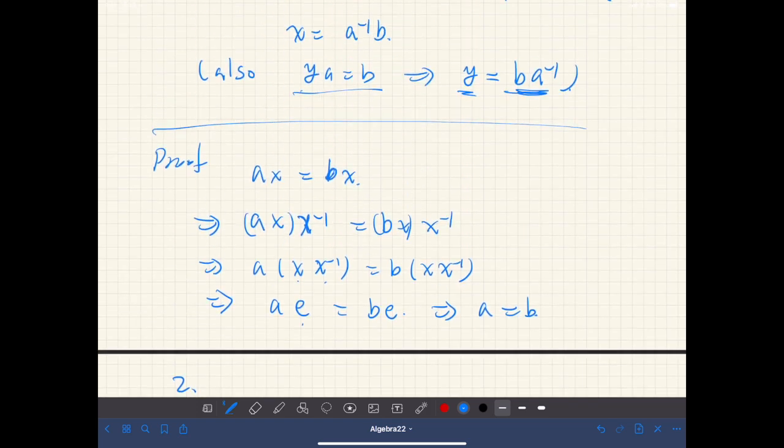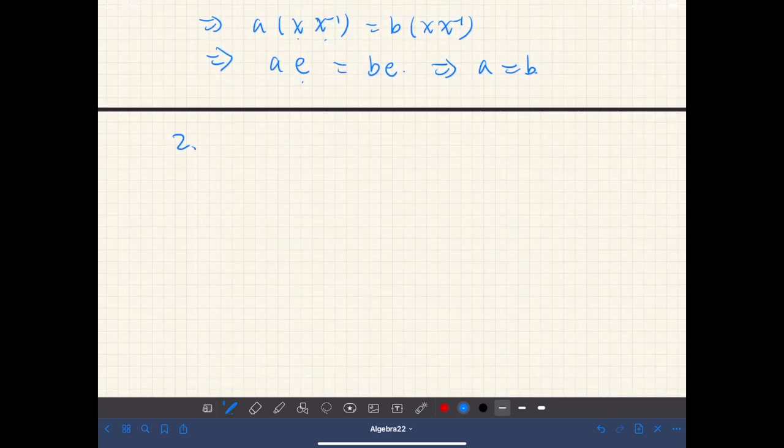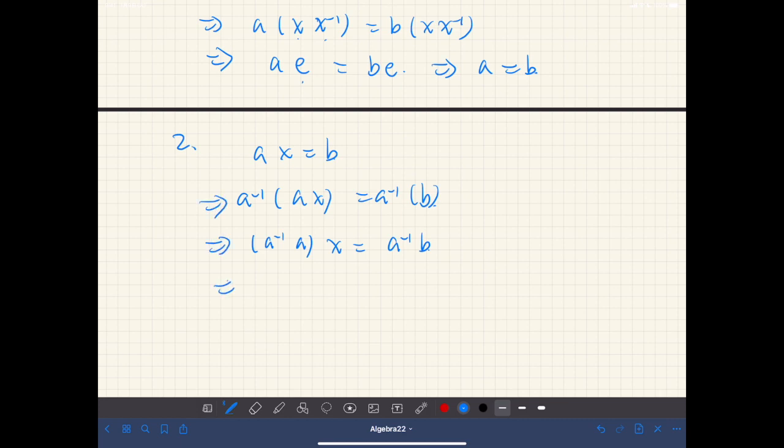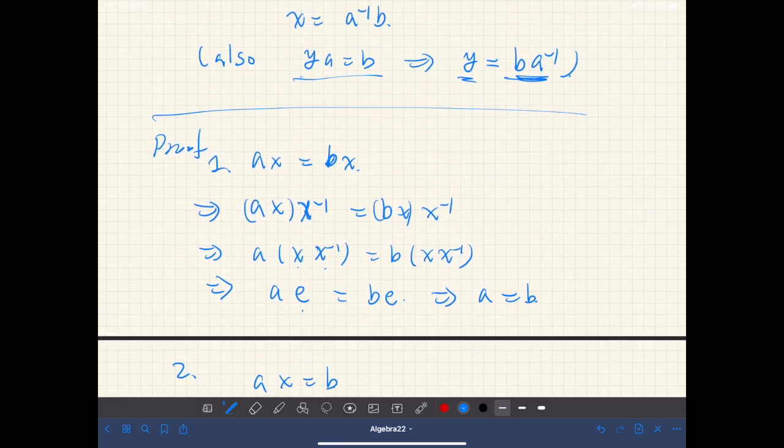And second one, that was the first one. If we have ax equal to b, then multiply a inverse from the left. By associativity, we have a inverse a x and a inverse b, and this one is ex, but ex is equal to x, and that's it. And we can similarly prove this one.